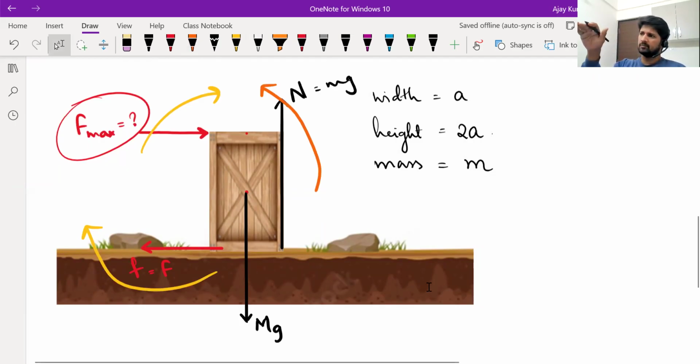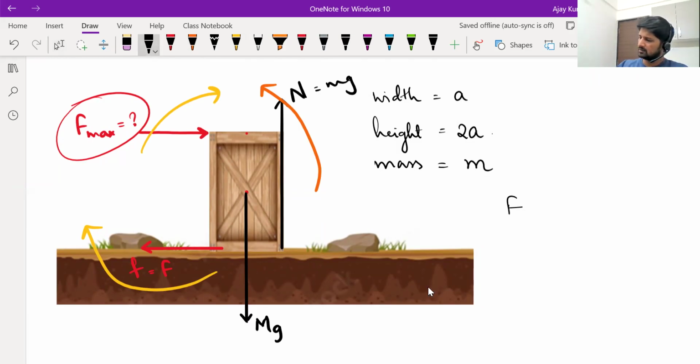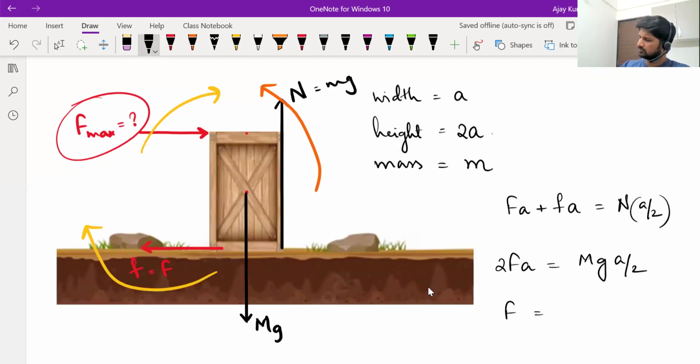So the line of action of capital F will be at a distance a from the center. So capital F times a plus friction torque small f times a should be balanced by the normal force's torque. Normal force multiplied with a by 2. The normal force has shifted to the maximum possible extent, and that distance is a by 2. That's all. Now small f and capital F are equal. Normal force is mg. So 2fa is equal to mg times a by 2. A cancels, you get F is equal to mg by 4.